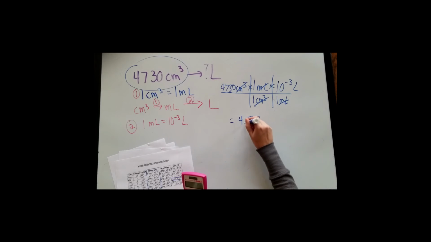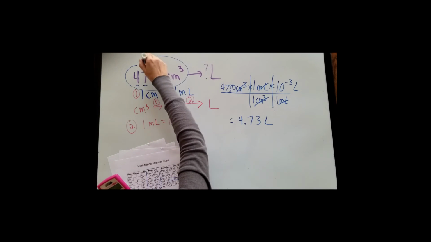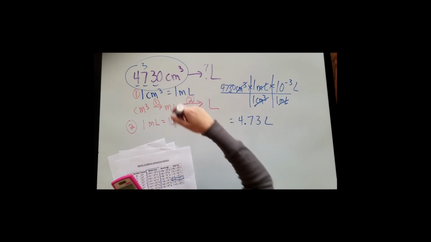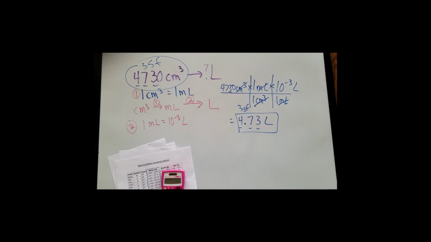That gives me 4.73 liters. How many sig figs? We got 1, 2, 3. That 0 does not count because there's no decimal point. And so I'm sticking with 3 sig figs, so we're good there. So that would be the correct answer to the correct number of sig figs.